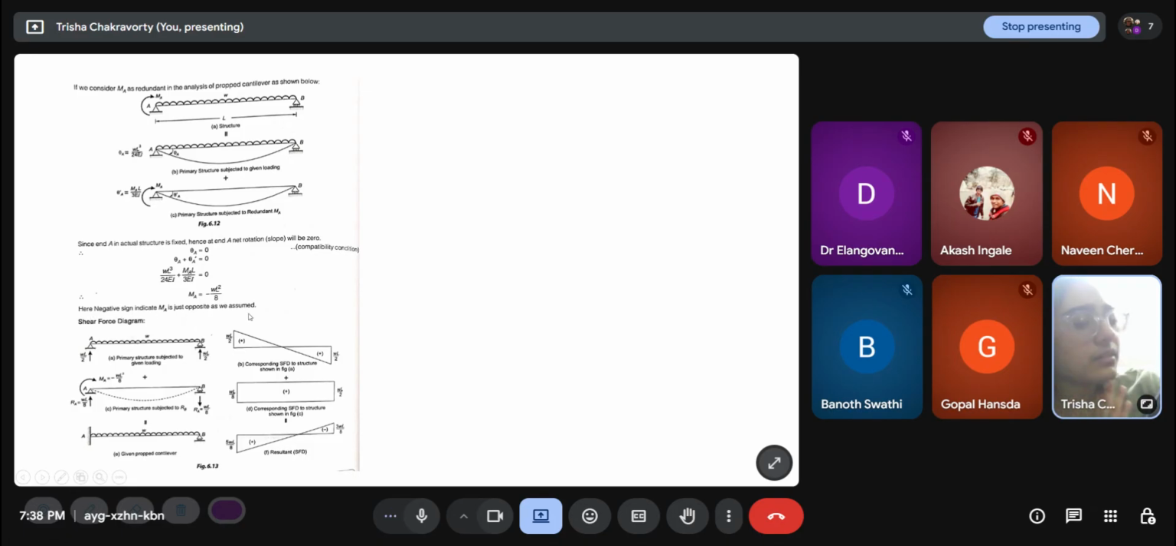I cannot always predict, before solving the structure, what the direction of the redundant force is. So we go back to the old trick. We just assume some direction, and whatever answer we get, we interpret it algebraically. If I end up with a positive answer, it means the direction or sense I had assumed is correct, and if I end up with a negative answer, I just have to make it opposite. Like if I assumed an upward redundant force and get a negative answer, it means the actual reaction was downwards.